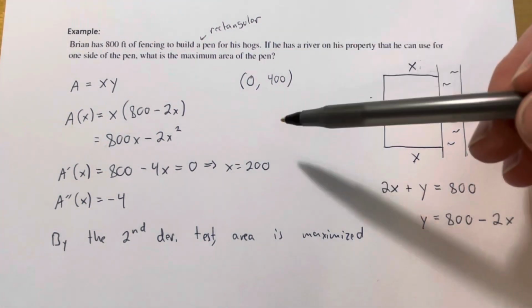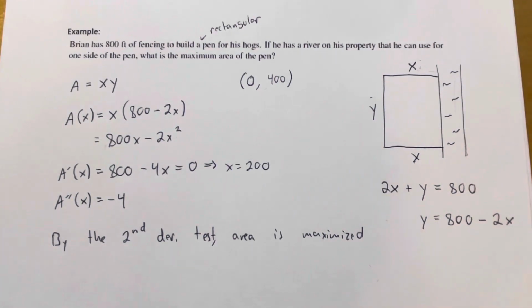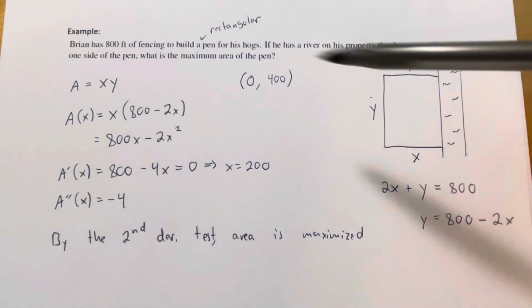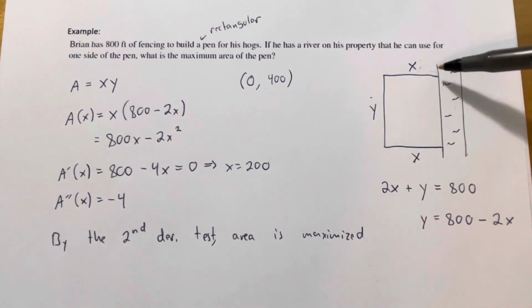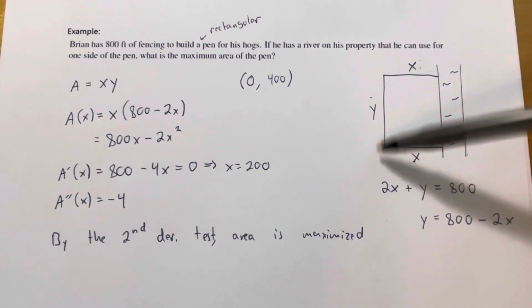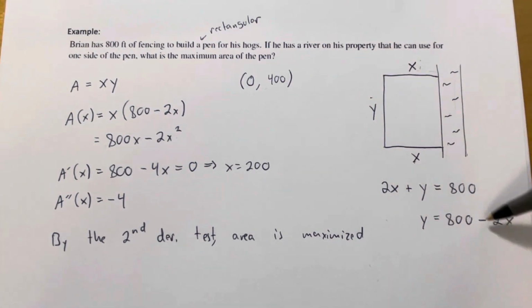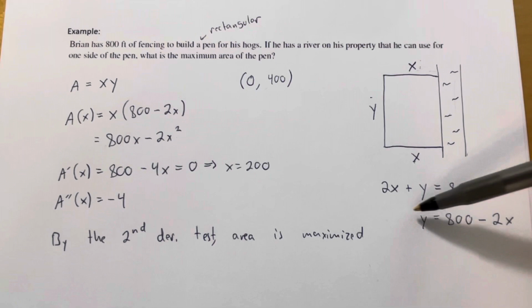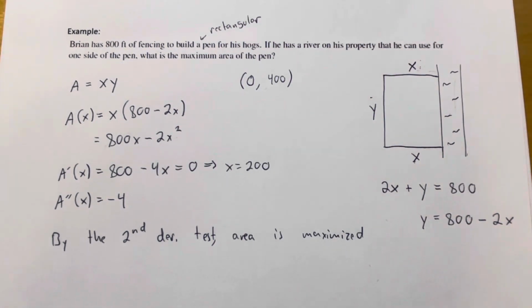So it's not asking for the dimensions of the rectangle. If it were, then I'd be using x equals 200 for x, and then y would have to be 400, because again, we could plug 200 in for the x here to get the y. And I'd say something like, is maximized when the fence is 200 feet by 400 feet, or something like that. It's not asking for that. It's asking for the actual area itself.